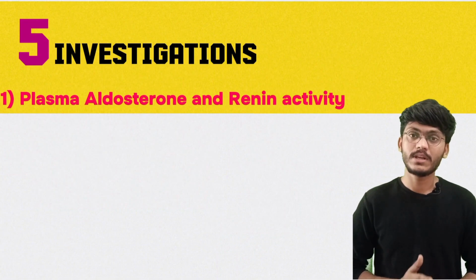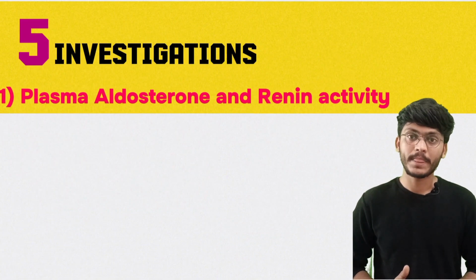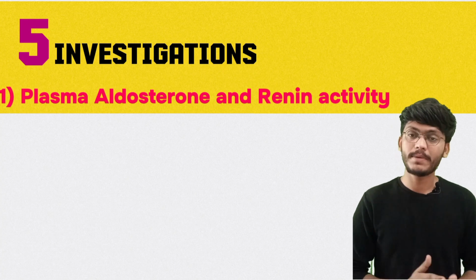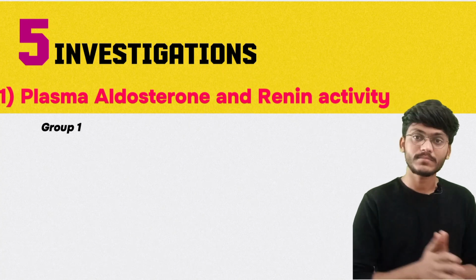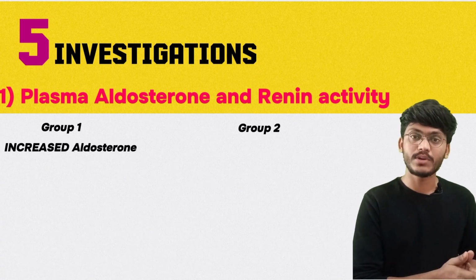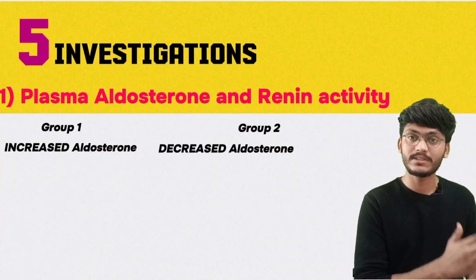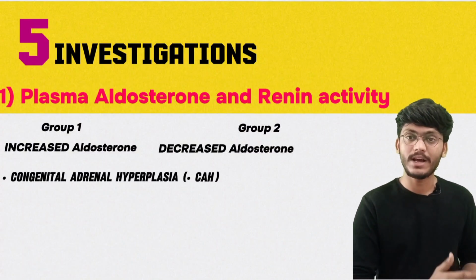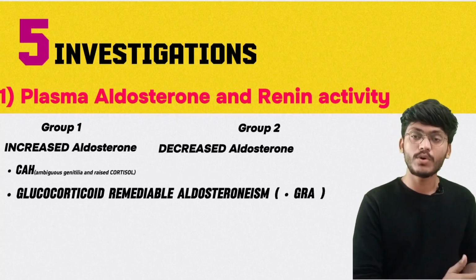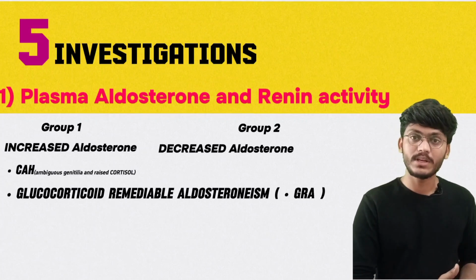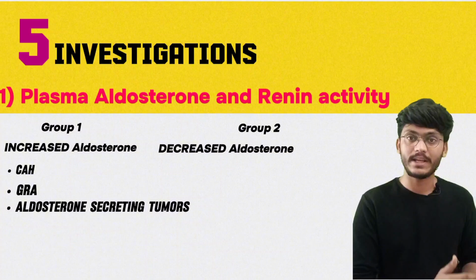And the last investigation is plasma aldosterone and renin activity. By doing this investigation, we divide patients into two groups. First group, increased aldosterone levels, and the second group, decreased aldosterone levels. In the group of increased aldosterone levels, there are three causes. First one, congenital adrenal hyperplasia. Second one, glucocorticoid remediable aldosteronism. And the last one is aldosterone secreting tumors, that is very rare.